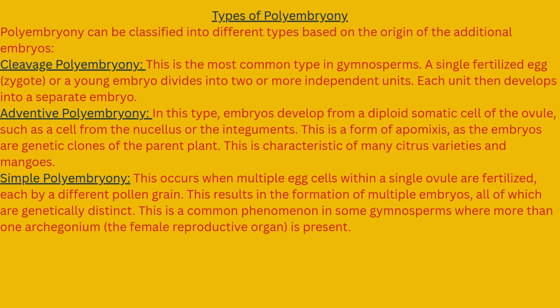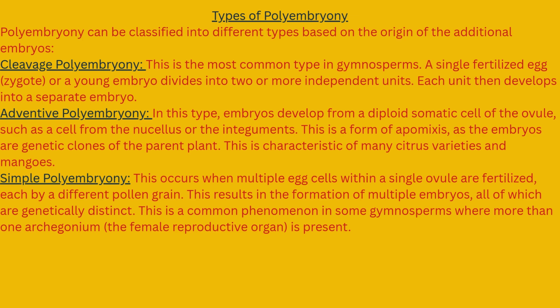Types of polyembryony. Polyembryony can be classified into different types based on the origin of the additional embryos. The first is cleavage polyembryony. This is the most common type in gymnosperms. A single fertilized egg, called a zygote, or a young embryo divides into two or more independent units. Each unit can develop into a separate embryo.